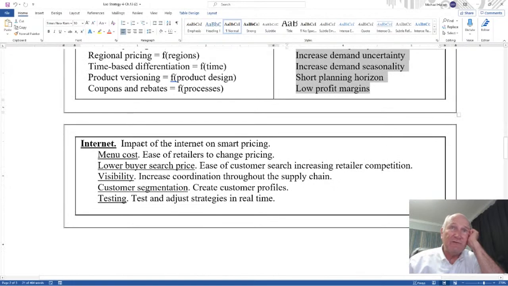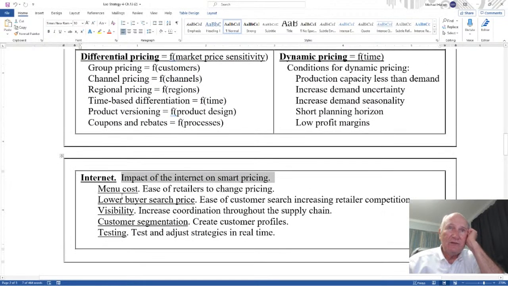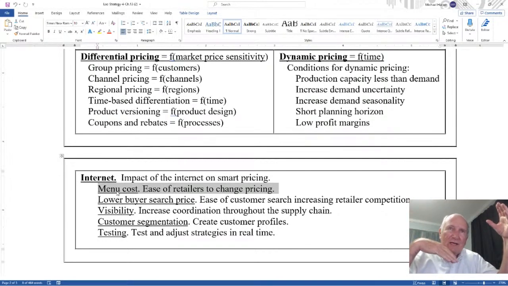And the internet obviously will impact smart pricing as well. The menu cost, the ease of retailers to change their pricing. This isn't like quantity discounts, where if you buy more, we'll give you a lower price. Online they can change the actual percentages and everything very quickly, and that's called menu pricing or menu cost. Menu pricing upstream, menu cost downstream.